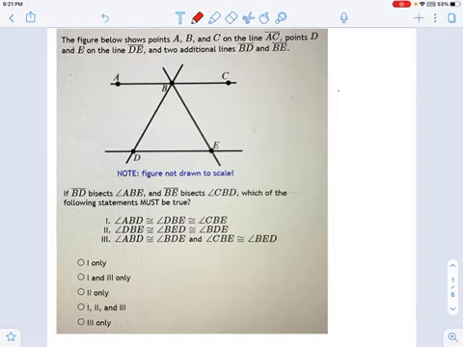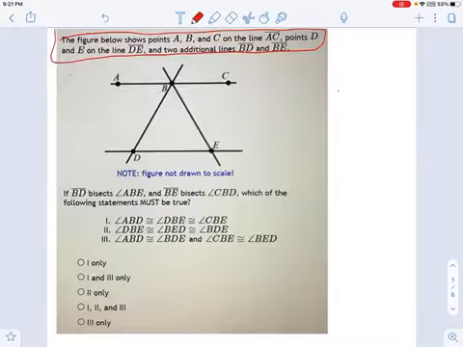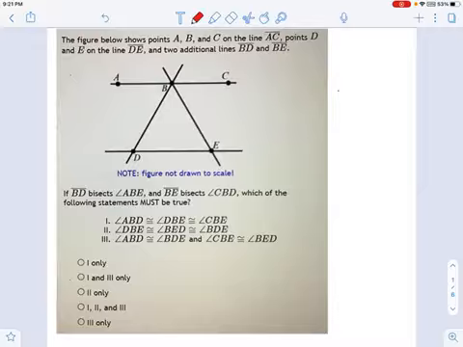As you look at this figure, we've got a bunch of words up here, which basically just describe the shape. If you want, you can read that over, but I'm not going to say anything because it's all captured in this image. What I am going to say, though, are these interesting things down here. BD bisects ABE, that angle. So let's talk about what that means.